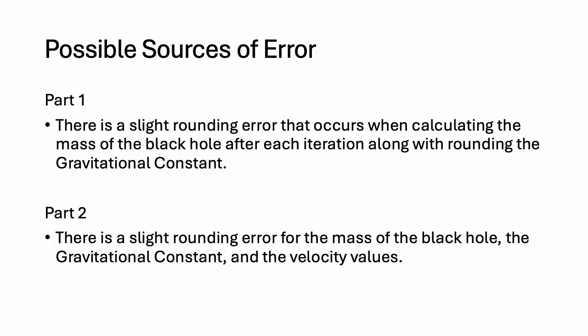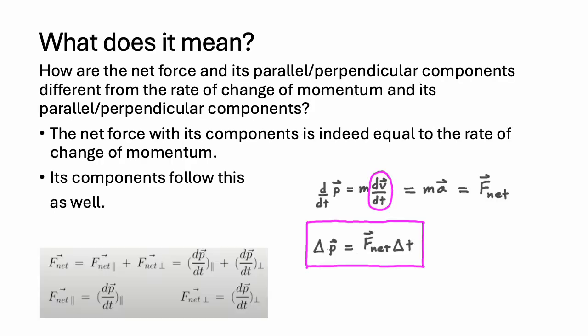Possible sources of error. For Part 1, there's a slight rounding error that occurs when calculating the mass of the black hole after each iteration, along with rounding the gravitational constant. For Part 2, there's also a slight rounding error for the mass of the black hole, the gravitational constant, and the velocity values at each iteration.